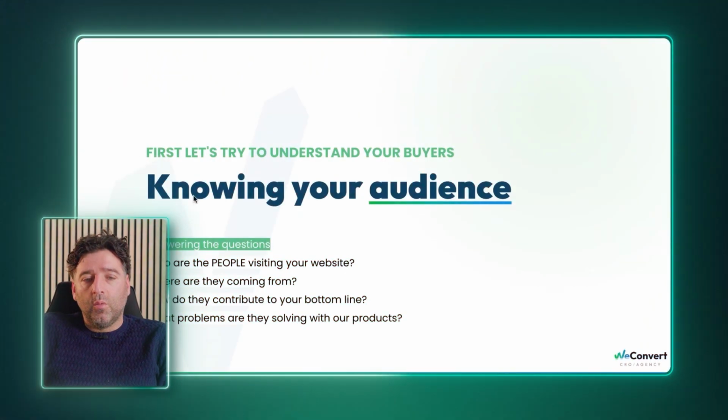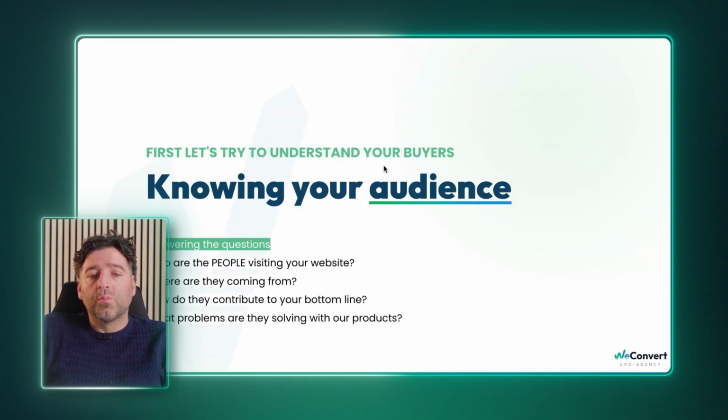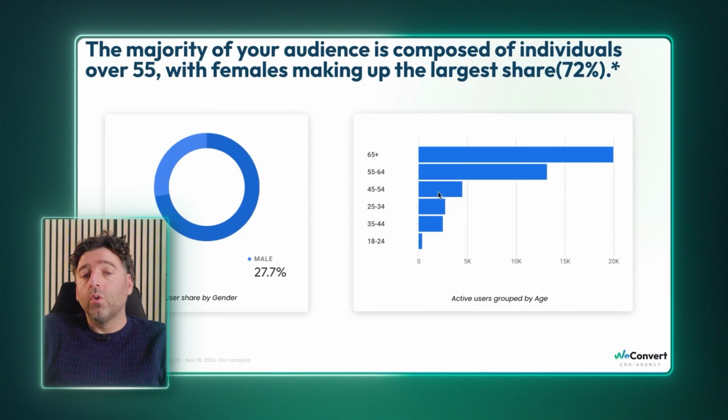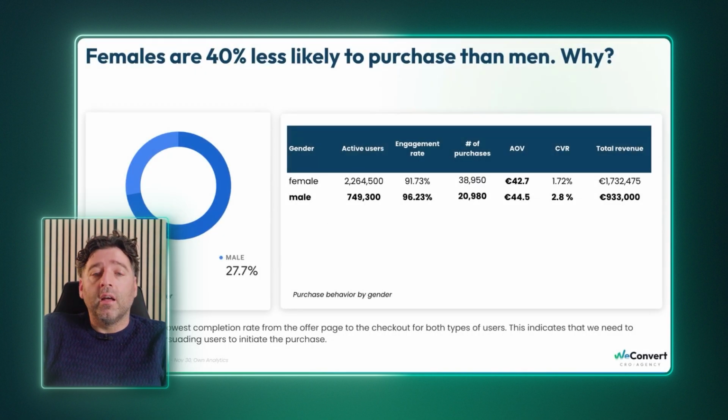Okay, so here is a real world case study of how the who process inside of our framework works. We also call it knowing your audience. And the goal here is to try to understand who are the people visiting your website and where they're coming from. How old are they? What is the demographics and share of males and females, and how do they contribute to your bottom line? What are their purchases and how can we improve?